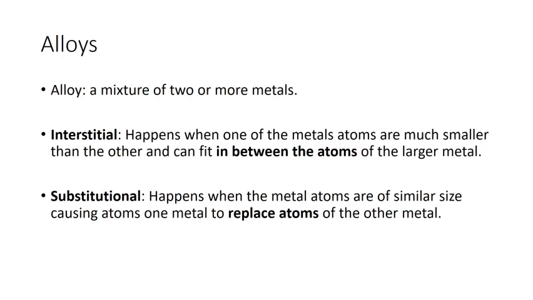So the last thing that we'll talk about here in solids is alloys. And that is, if you remember, a mixture of two or more metals. There are two types of alloys that you will come across. Those are interstitial, which is when the metal atoms fit between other atoms of a larger metal. And then there's substitutional, where metal atoms replace other metal atoms in the alloy.